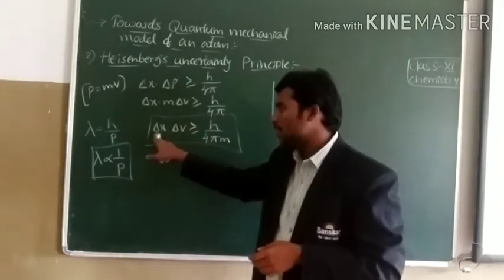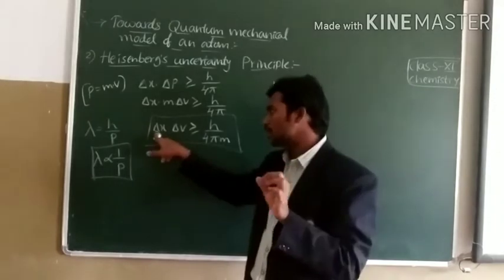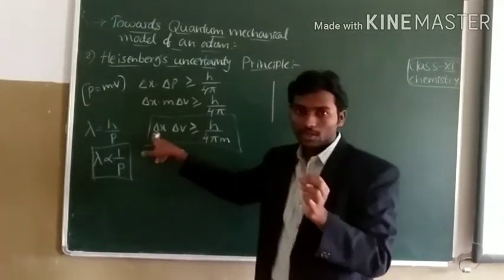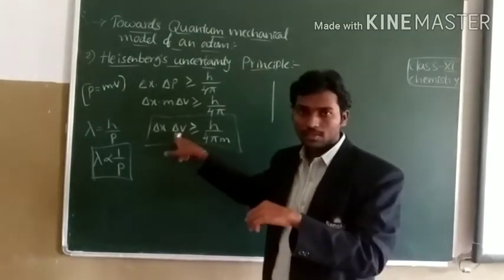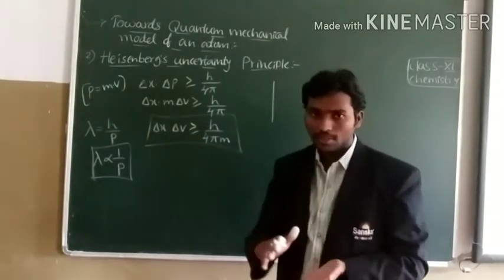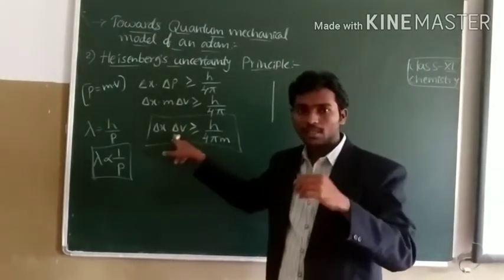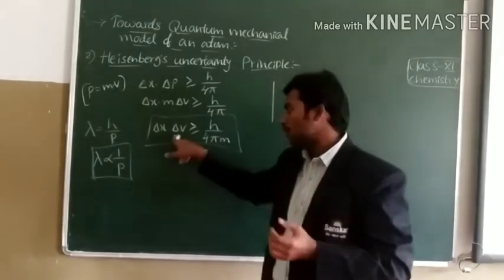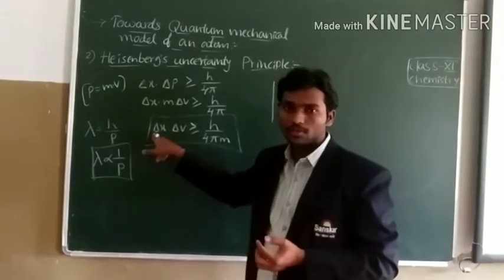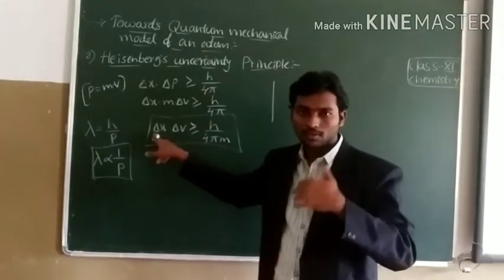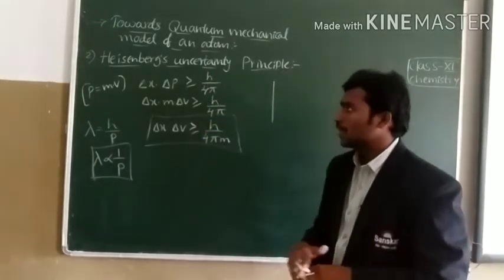That's why when delta x value increases, the uncertainty of the electron is maximum, and its delta v, uncertainty in velocity, increases. On the other hand, if delta v, uncertainty in velocity of the electron, increases, then delta x, uncertainty in location of the electron, decreases, and vice versa. So this is called Heisenberg uncertainty principle.